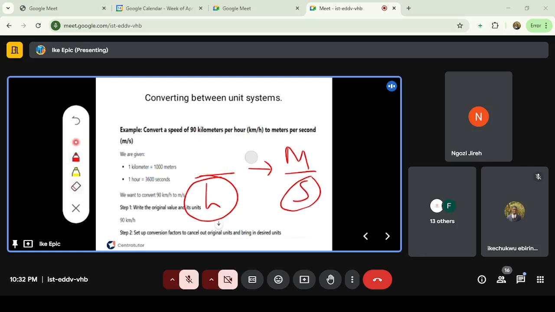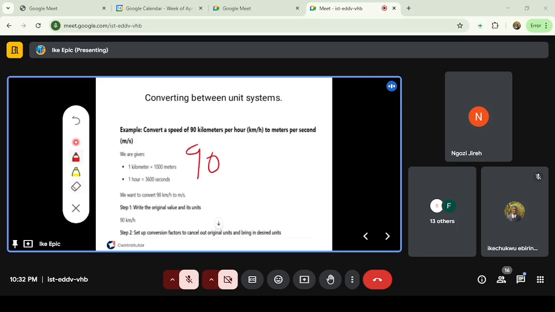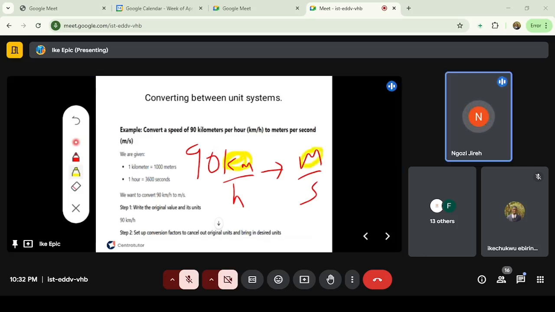So let's see how it applies. We have a question where we are changing from 90 kilometer per hour to meters per second. So how I convert this kind of expression is I would first convert the one up, and compare it.